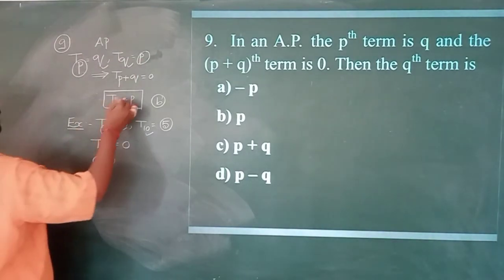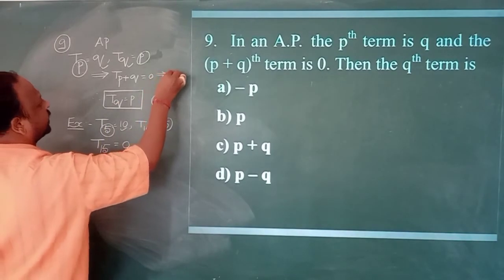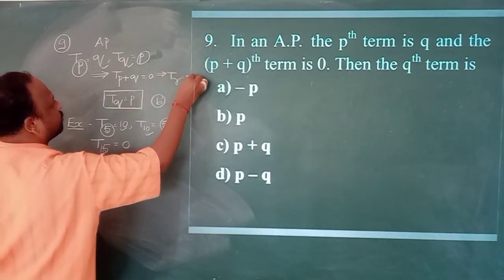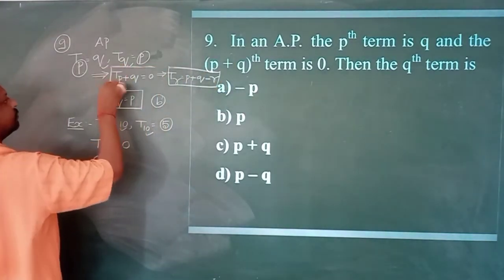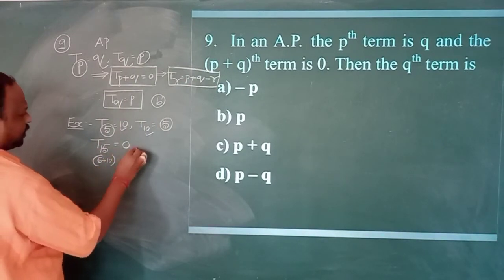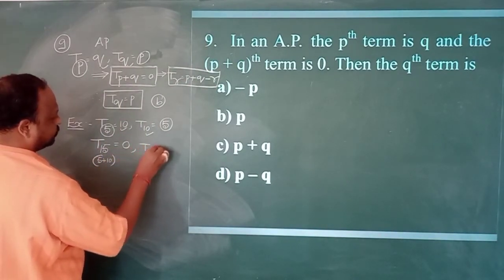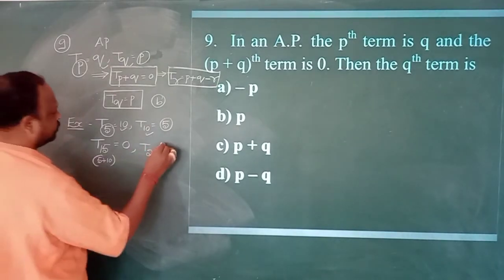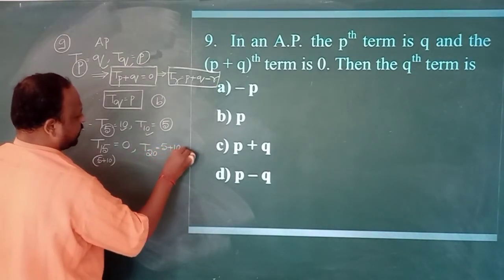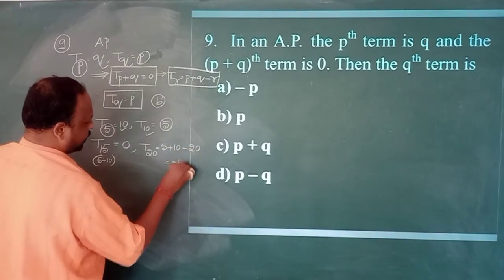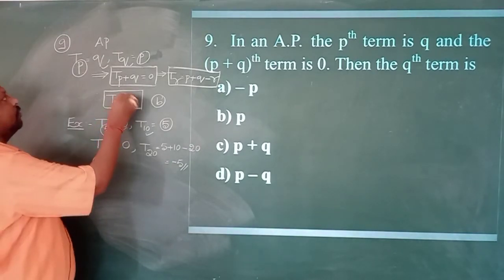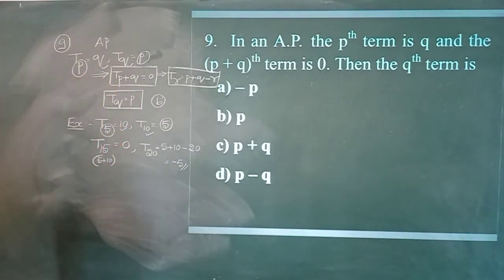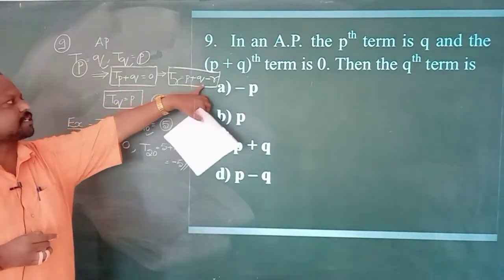And also we have one more result. Tr is always equal to P plus Q minus R. This is one of the standard results. Suppose they ask T20, this will be P plus Q minus R, 5 plus 10 minus 20. This will be minus 5. Whenever Tp is equal to q and Tq is equal to p, T of p plus q is equal to 0 and Tr is equal to p plus q minus r.